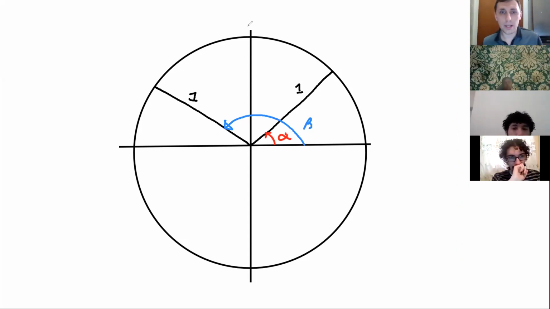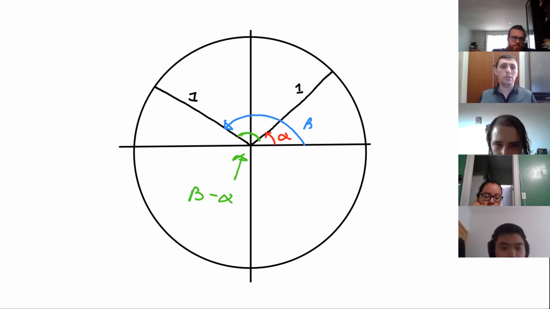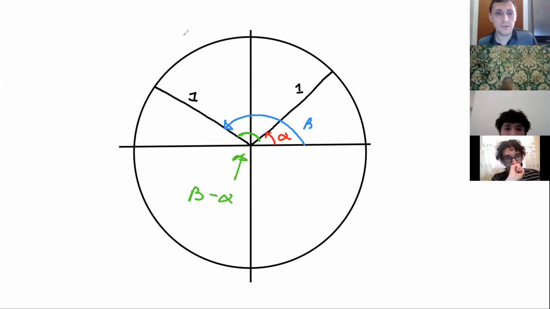Good. Now, what is this angle, guys? This angle between, if this is beta and this is alpha, the angle in green that I drew over here, it's beta minus alpha. Do you agree? Because it is the blue minus the red. It's the angle I have there. Good. Now, please let me see if you follow. Please tell me what are the coordinates of this point in terms of alpha and beta?